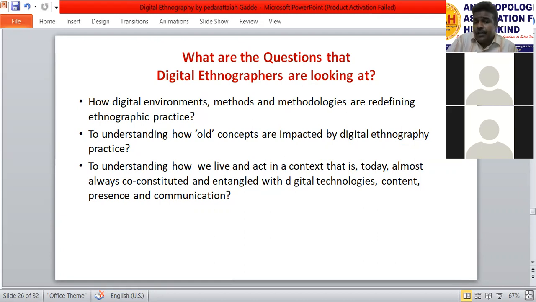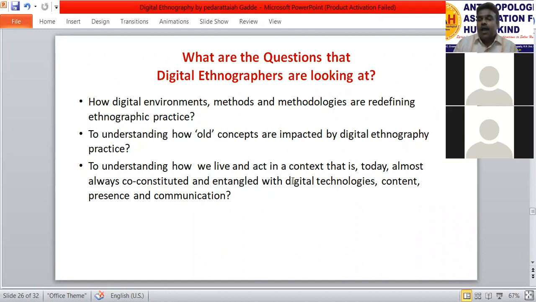How digital environments, methods, and methodologies are redefining ethnographic practice. To understand how old concepts are impacted by digital ethnographic practice. You see, because of the presence of the digital environment, digital world, digital space, digital lives. So how these things are redefining ethnographic practice. And the second question is to understand how old concepts are impacted by digital ethnographic practice.